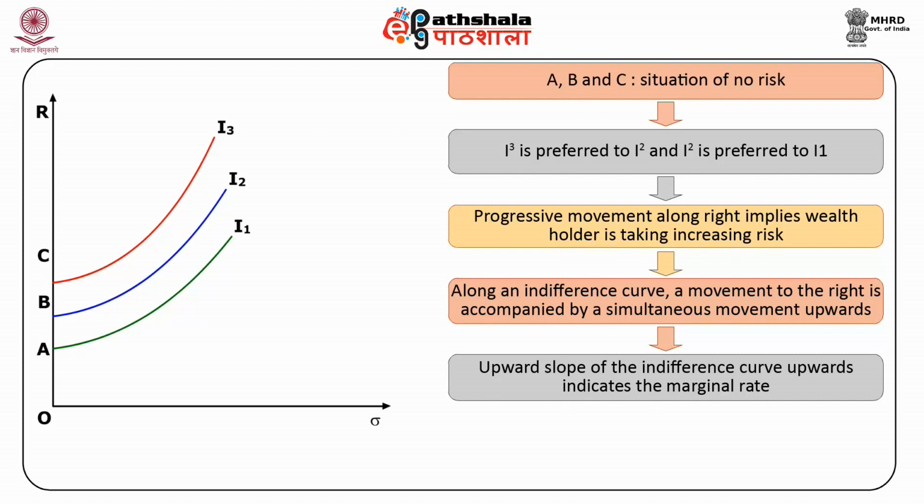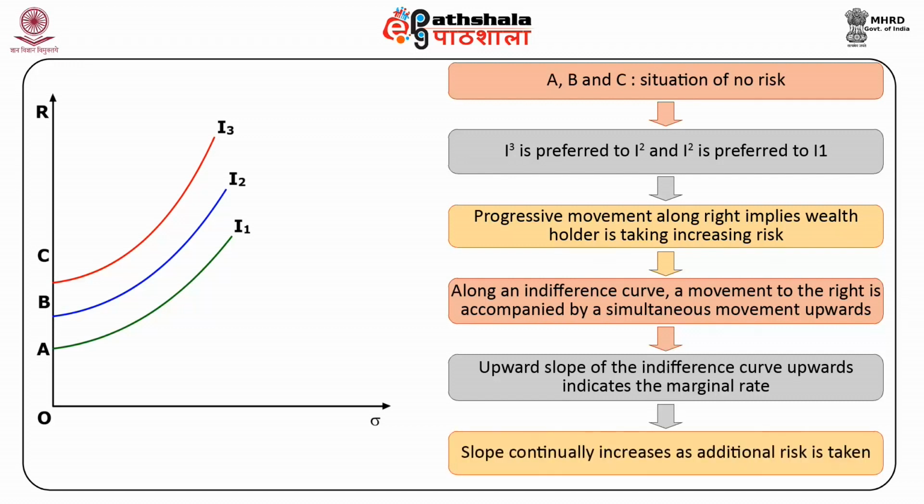As more risk is progressively taken, the marginal rate of required compensation in terms of returns increases. Indifference curves are therefore not only upward sloping, indicating that higher return is required to compensate for additional risk, but that this slope continually increases as additional risk is taken, indicating that the marginal rate of compensation required by the wealth holder also continually increases as he takes progressively more risk. This makes the indifference curves convex to the risk axis.